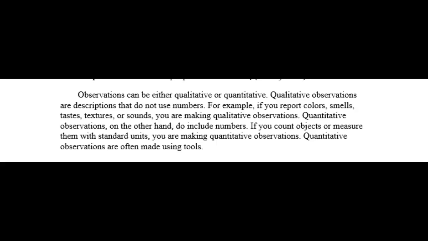Example 6. There are 21 students in the room. That involves a number or an exact measurement. That is a quantitative observation. Example 7. The chalkboard is 1 meter high and 2 meters wide. That involves numbers and also tools or measuring devices. Therefore, that is a quantitative measurement.